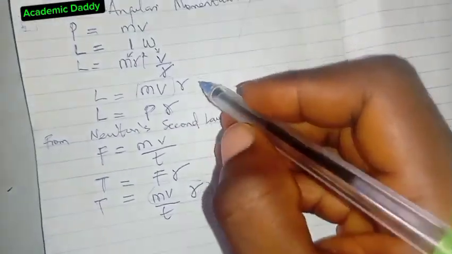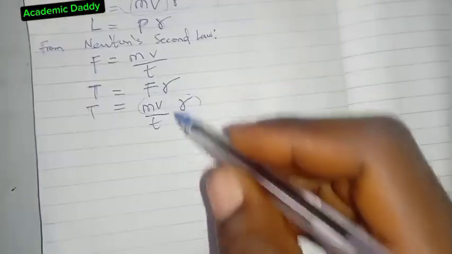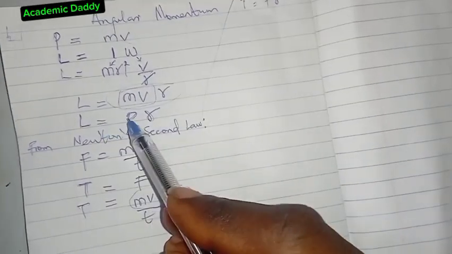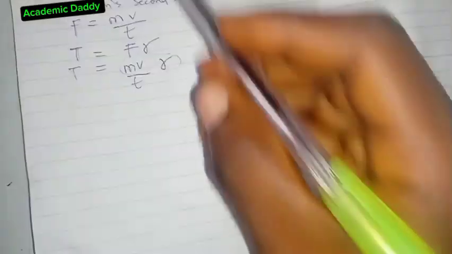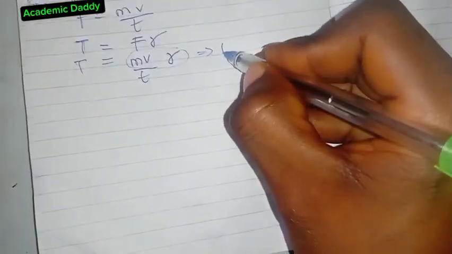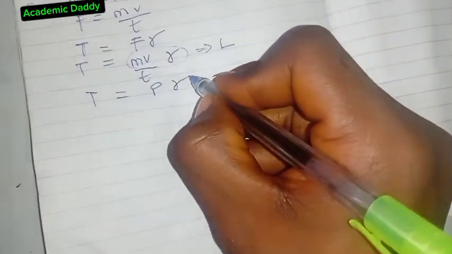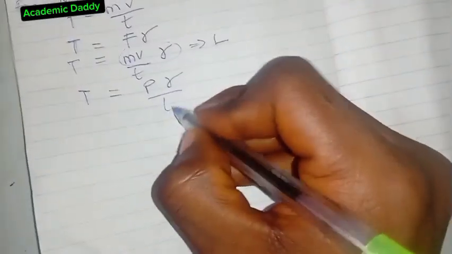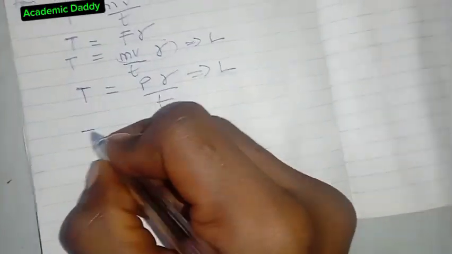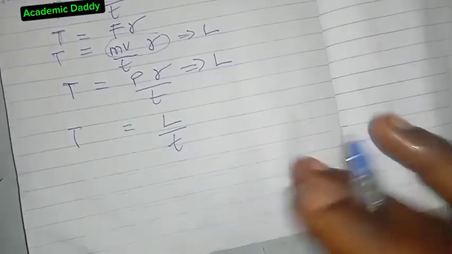You see that everything up here is looking like everything you have here. Remember, angular momentum is equal to mvr, which is the same thing as saying linear momentum and R. You can even put it this way if it will confuse you: everything here is equal to L, or this is equal to P and R, all over T. And PR is the same thing as L. So we can say that torque is equal to angular momentum all over time.